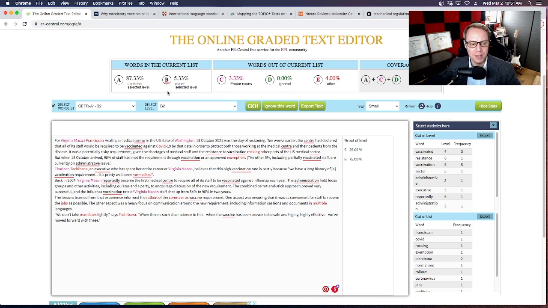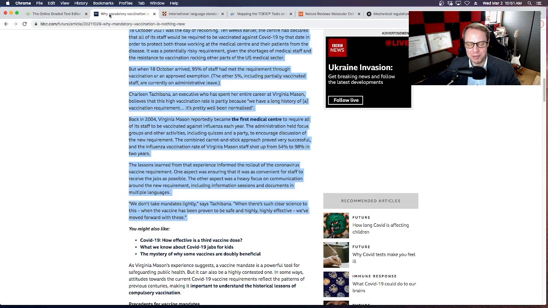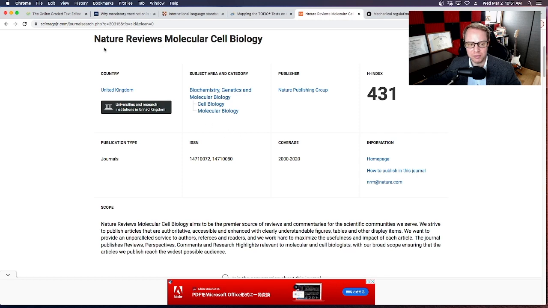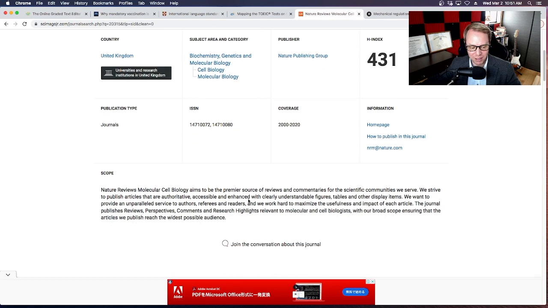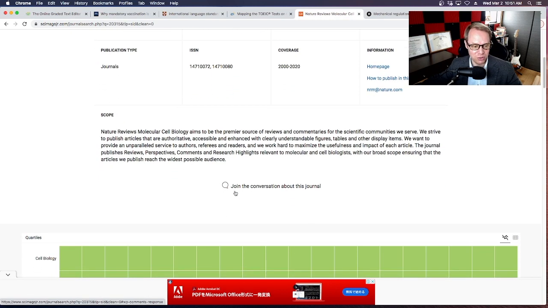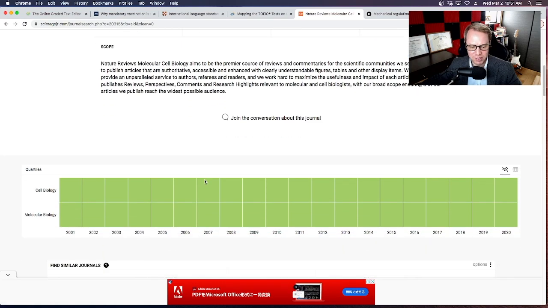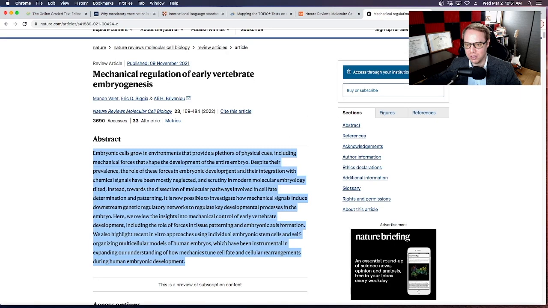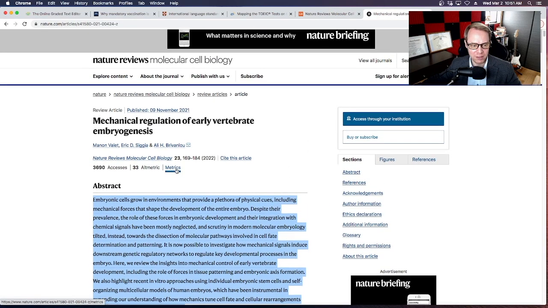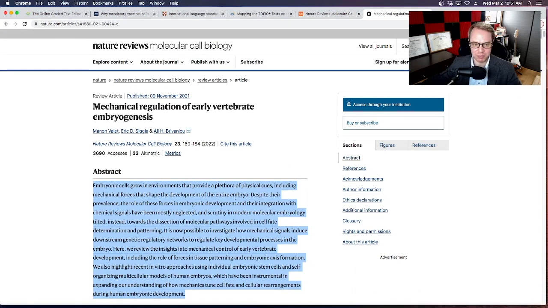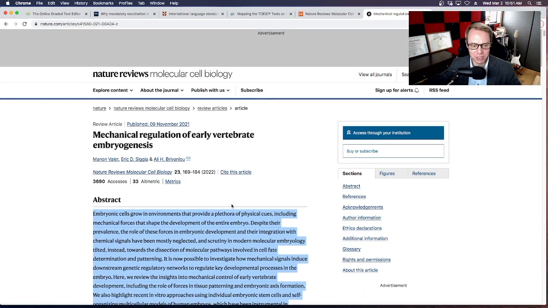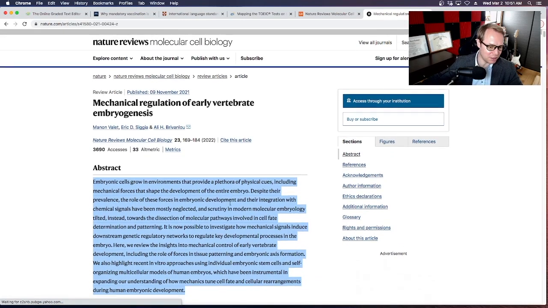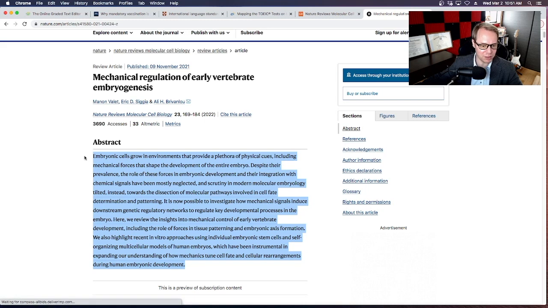a B2 level. Now this was from an article from the BBC, but if we were to look at something a little more difficult, like Nature Reviews on Molecular Cell Biology, I don't have access to this journal, but if we were to take a look at, let me find one here. So if we found an article on here, and this is just the abstract, but these are Nature Reviews from the Molecular Cell Biology journal here, and I've got the abstract.